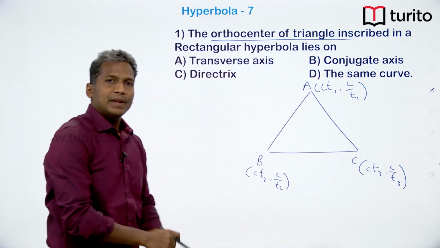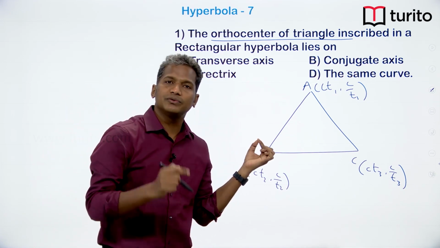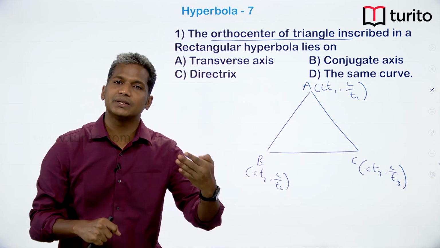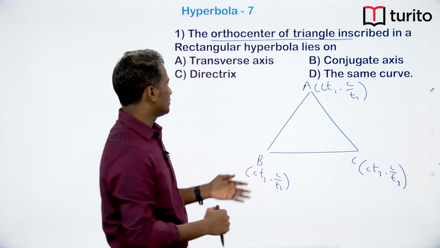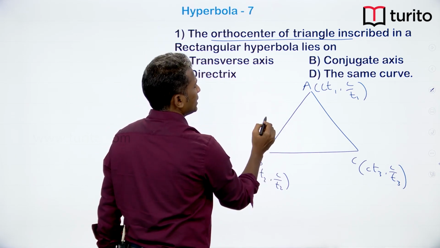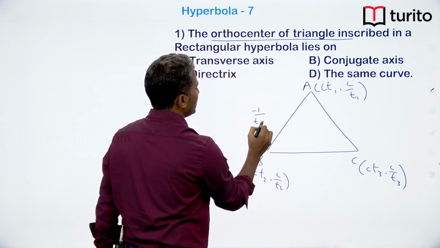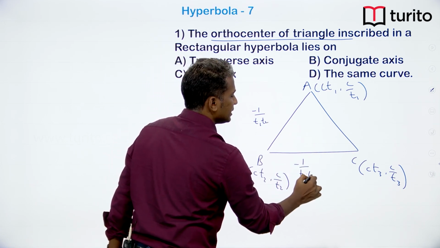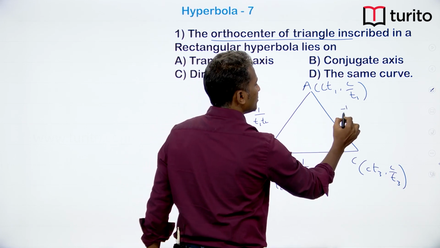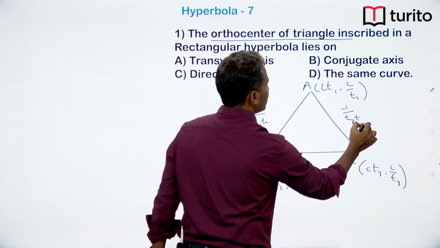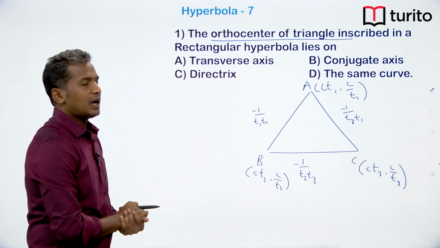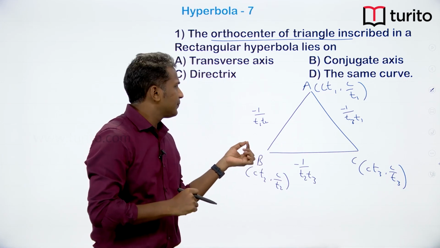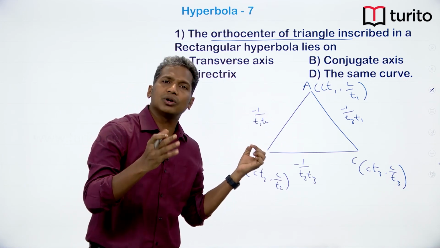Okay. And earlier we have derived the slope of the chord of a rectangular hyperbola in parametric form, that was minus 1 by t1 t2. So that means the slope of this line is going to be minus 1 by t1 t2, the slope of this line is going to be minus 1 by t2 t3, the slope of this line is going to be minus 1 by t3 t1. Okay. And also we are interested in finding the orthocenter.